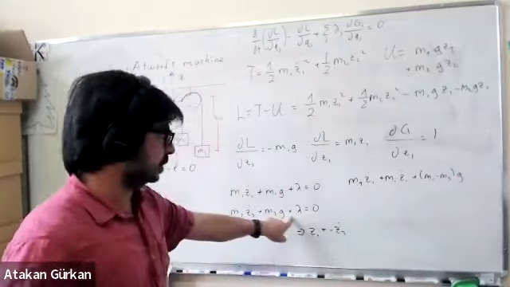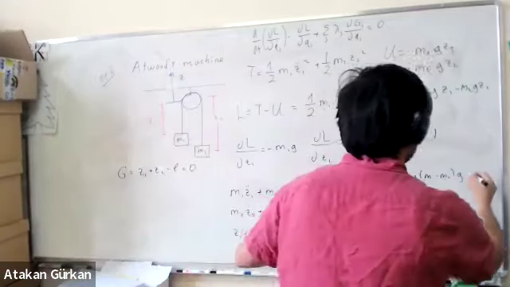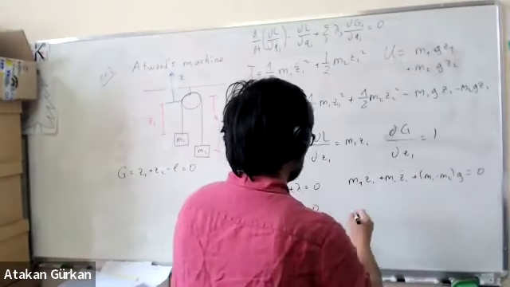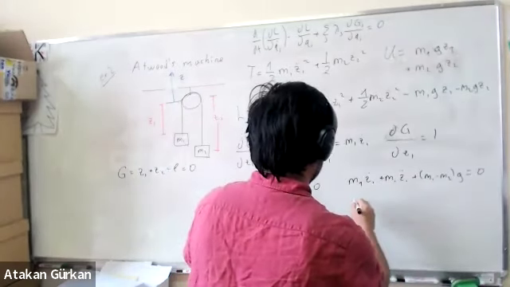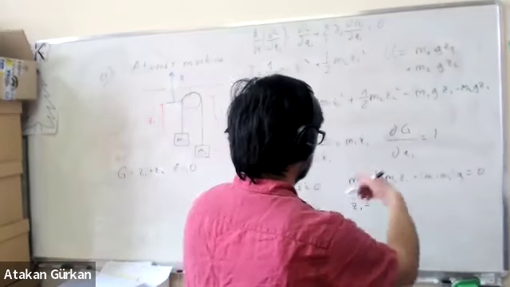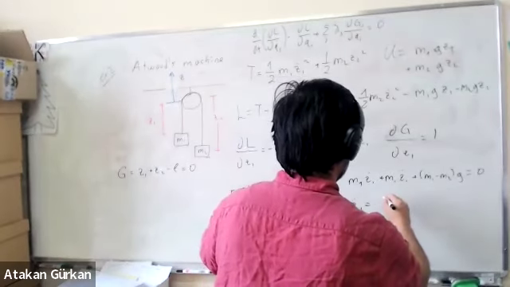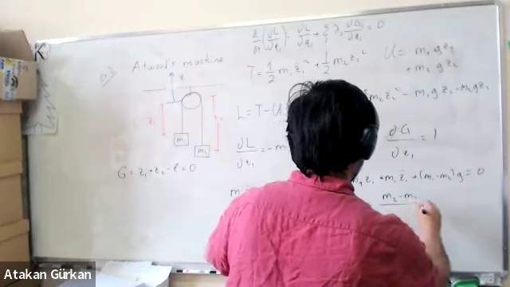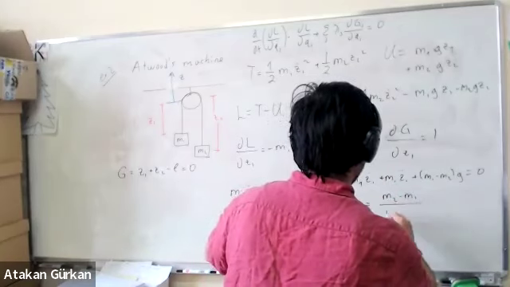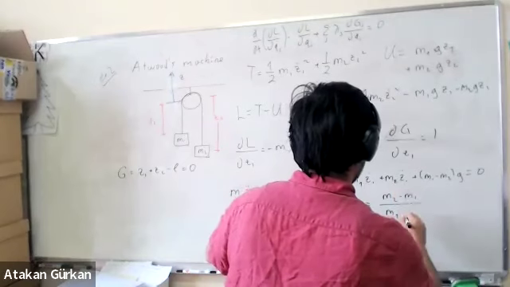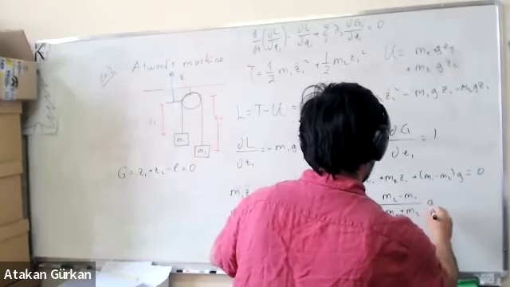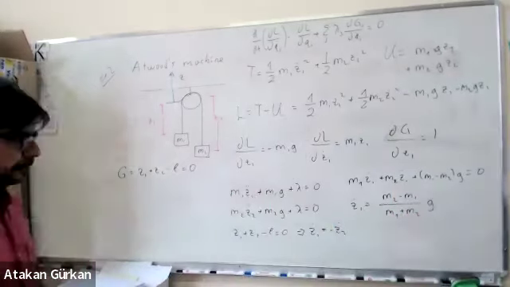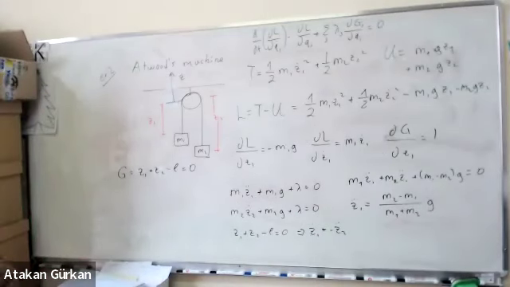And this one just disappears. 0. So Z1 double dot is then, I move this to the other side: (M2 minus M1) by M1, this is M2 plus M2 times G. Which is what we already know.